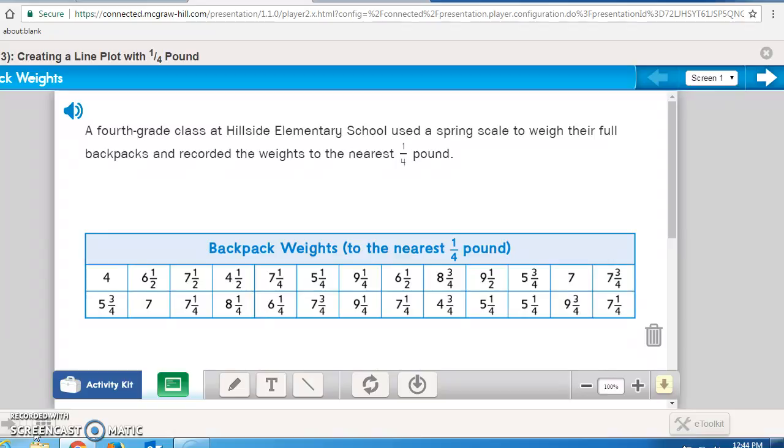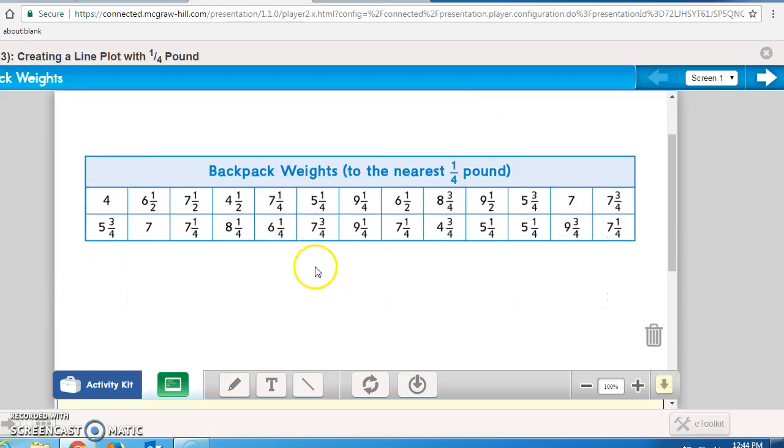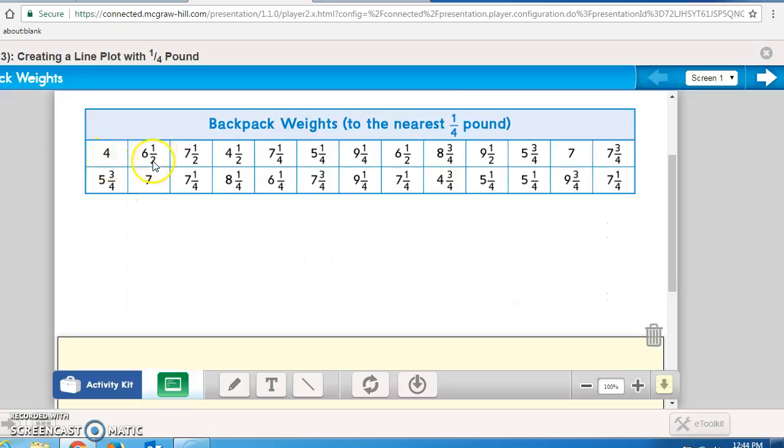And it reads, a 4th grade class at Hillside Elementary School used a spring scale to weigh their full backpacks and record the weights to the nearest quarter or 1/4 pound. So if you look here, you're seeing that information, 4, 6.5. So this is to the nearest 1/4 pound.